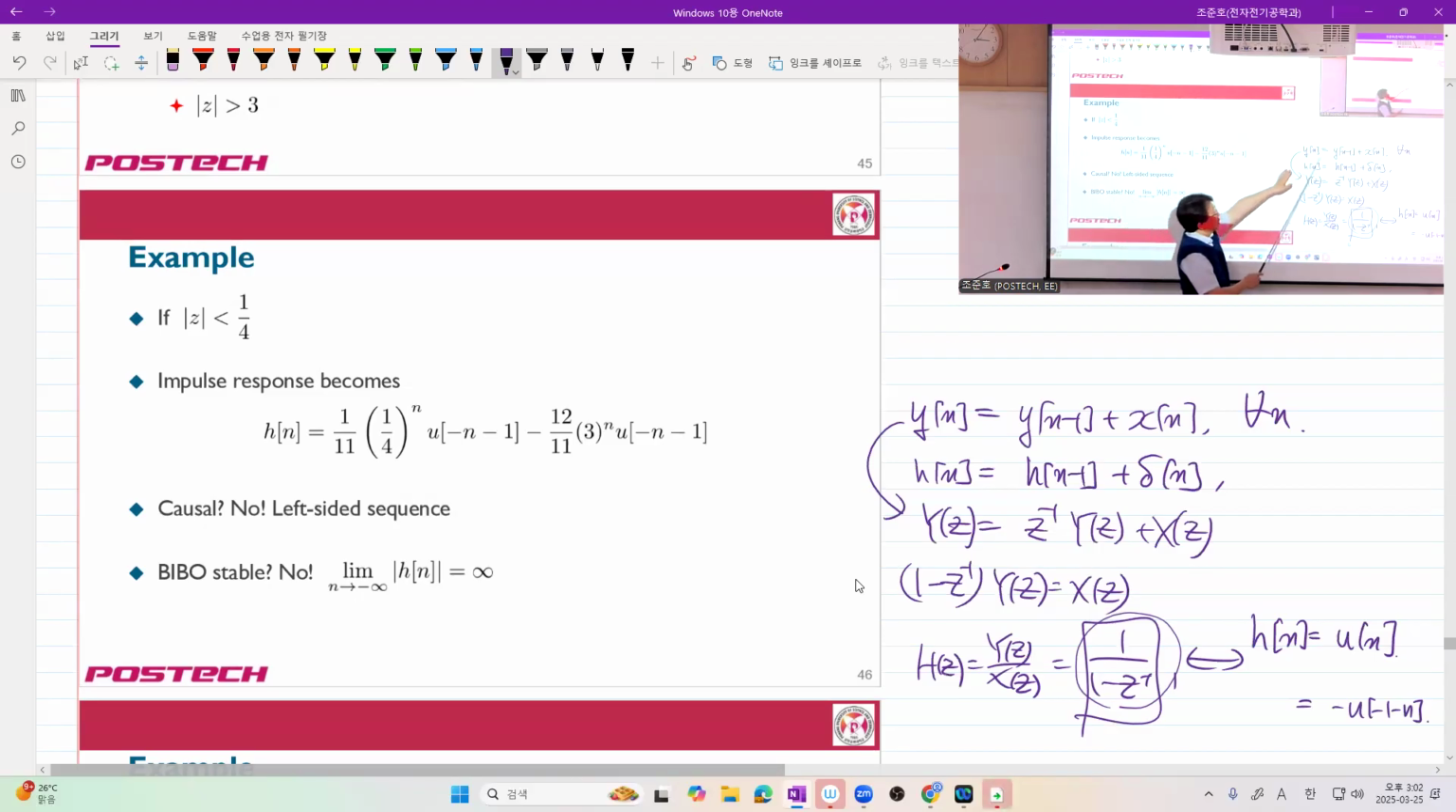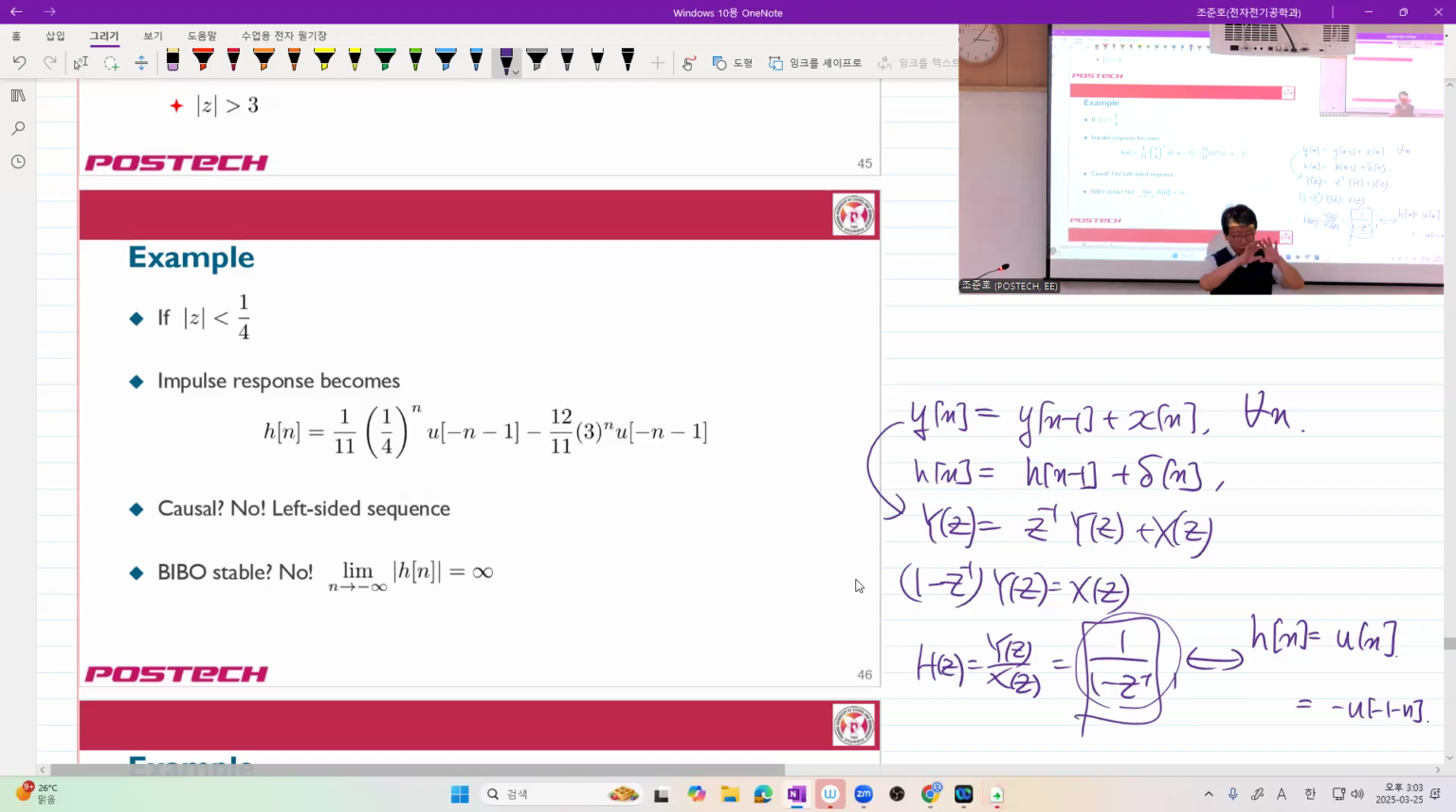Here is your LCCDE. And you don't say whether the system is causal or not. Then, even though this describes the I/O relation of a DT LTI system, you haven't yet completely specified your impulse response. It's like what you learned in physics.